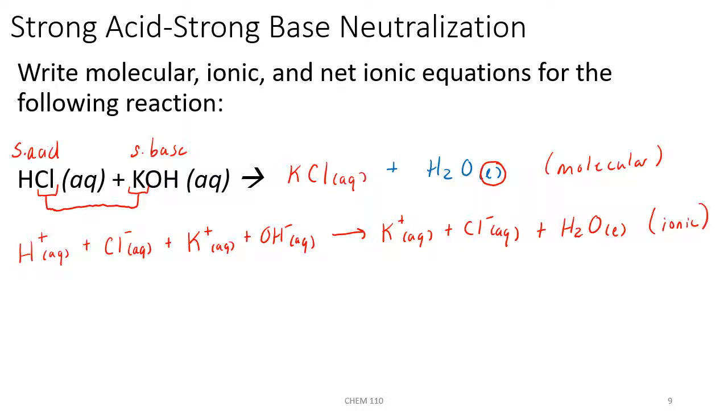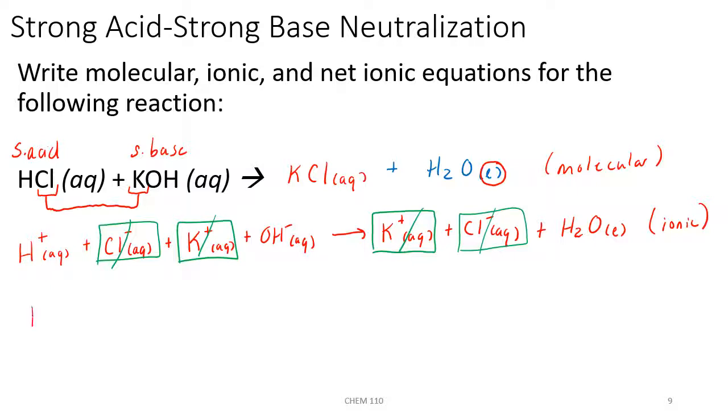And then for our net ionic equation, remember we want to cancel out our spectator ions. So that's going to be what's the same on the left-hand side and the right-hand side. Notice we have potassium ions on the left and the right, and we have chloride anions on the left and the right. What this will reduce down to then is H plus plus OH minus, giving us H2O.